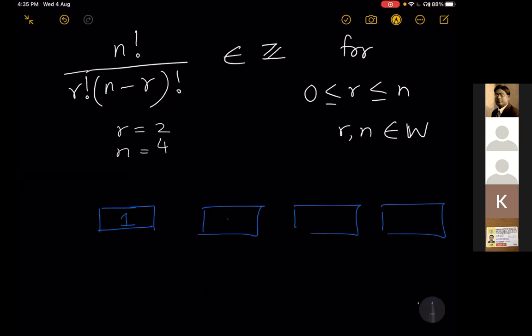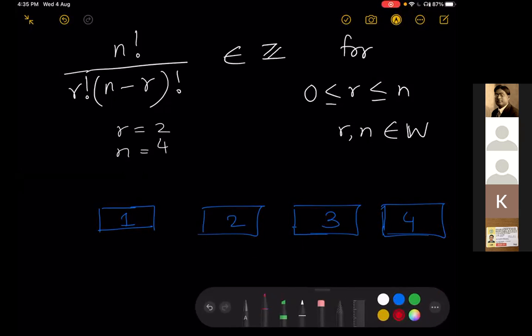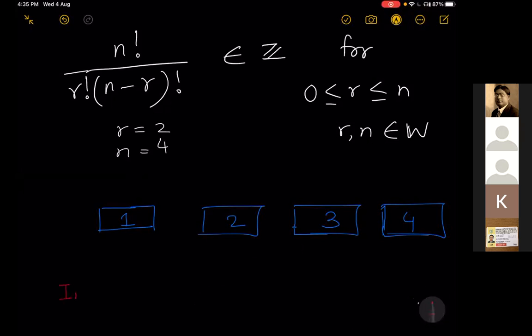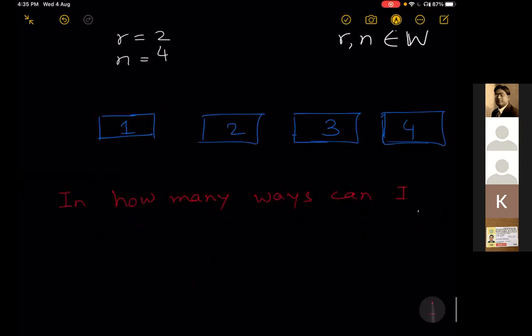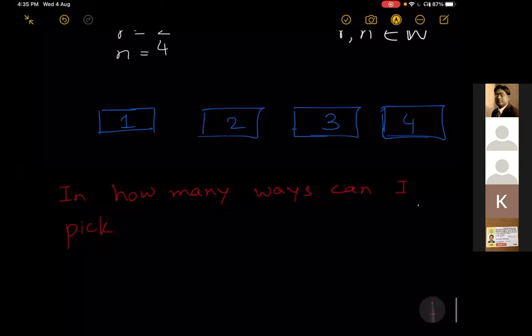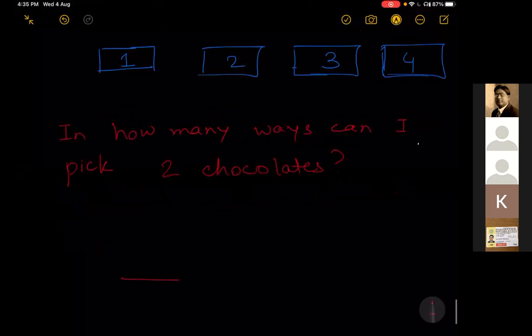Okay, suppose you have four chocolates: chocolate one, chocolate two, chocolate three, chocolate four. In how many ways can you pick two chocolates? Suppose this is my blank for chocolate one, and this is my blank for chocolate two.